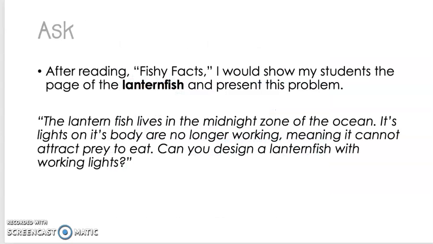So after reading Fishy Facts, I would show my students the page of the lanternfish and present this problem. The lanternfish lives in the midnight zone of the ocean. Its lights on its body are no longer working, meaning it cannot attract prey to eat. Can you design a lanternfish with working lights?